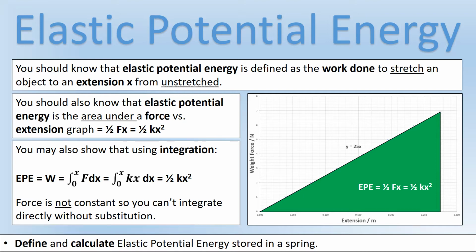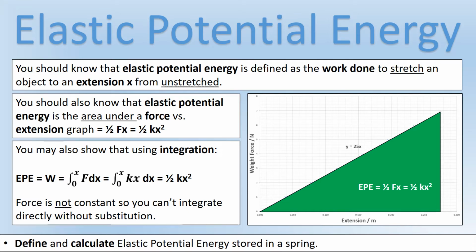Now, you may not have seen before doing exactly the same thing using integration, which is a method of finding the area under a graph. So if we integrate force by the displacement in the direction of the force, which in this case is extension, we can substitute in kx for the force, and if we integrate that between the limits of 0 and x, so from unstretched to an extension x, we end up with half kx squared, and that is our elastic potential energy. And the reason we had to make a substitution in for the force is because force isn't a constant, so we can't just integrate at that stage. So that's our basics for this.